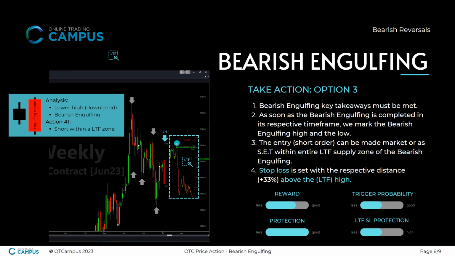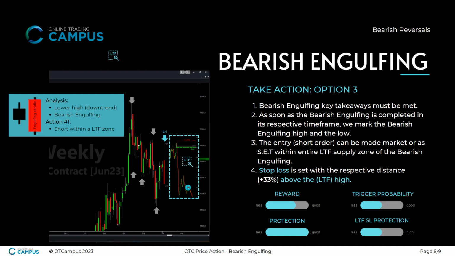Yes, look, this is supply. I found this on 60 minutes. This is a part of the whole range of the weekly bearish engulfing. Look how small it is on 60 minutes, right? We will increase our profit margin to the moon. Means reward is of course really, really good, right? Trigger probability, close to, or less maybe, 50%, right?